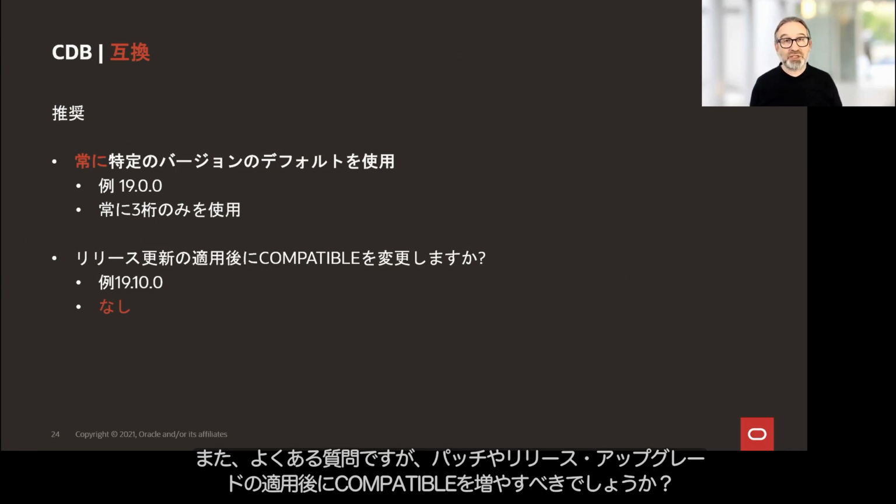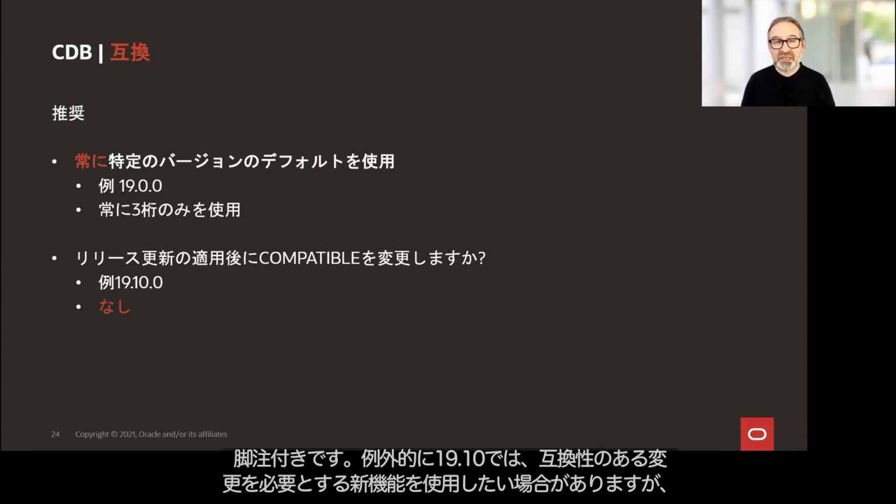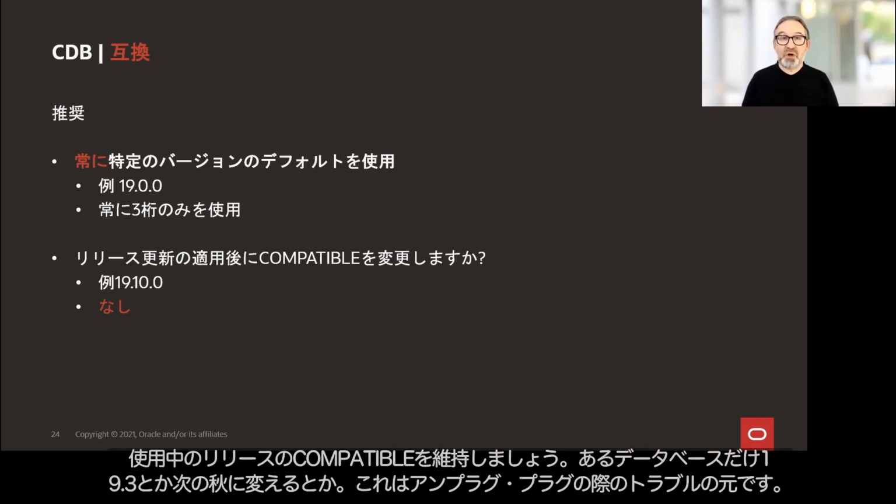Also, the typical question, should we increase compatible when we apply a patch or a release upgrade? No, never. Never, with a footnote. There was an exception in 19.10 when you would like to use a new feature which required that you change compatible, but do this only if you can change compatible in your entire landscape. So keep compatible always the same in the release you're using. Don't have one database in 19c with compatible 19.3, and the next one with 19.0.0.